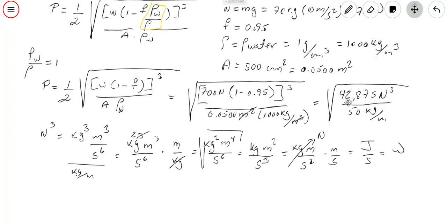So if we do the calculation, we find that the power that was expended is equal to 14.64 watts. This was the power expended to stay afloat by a person of 70 kilograms with 95% of her body submerged in the water. So this is a really very interesting problem.